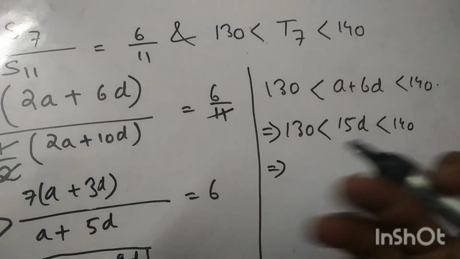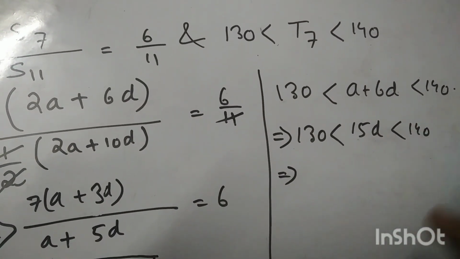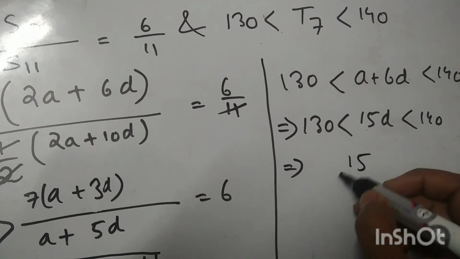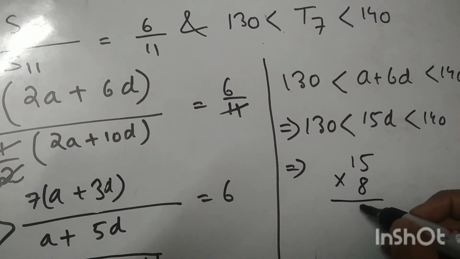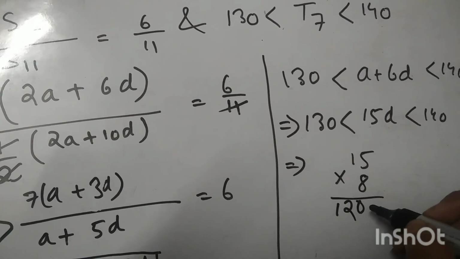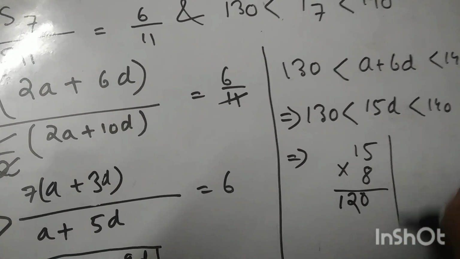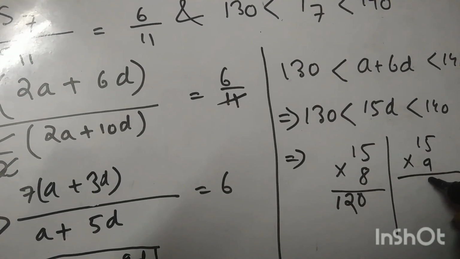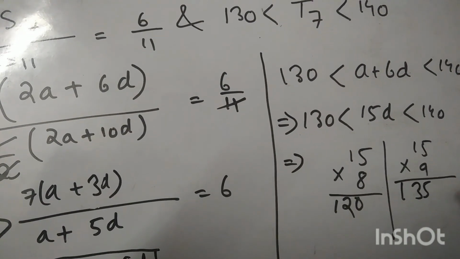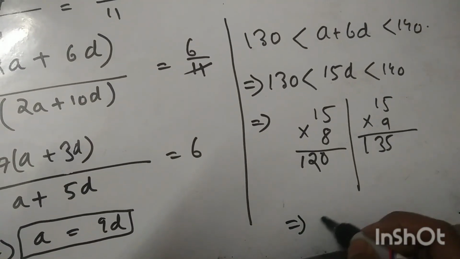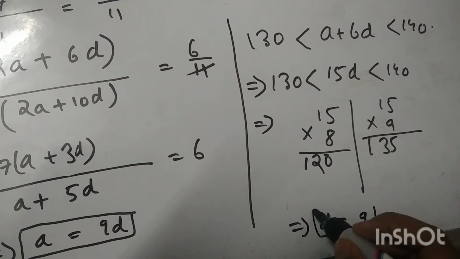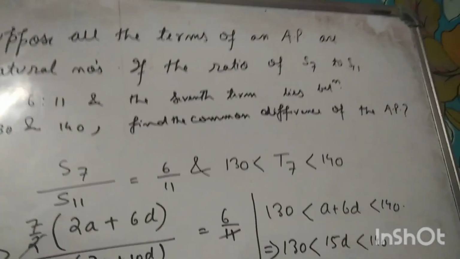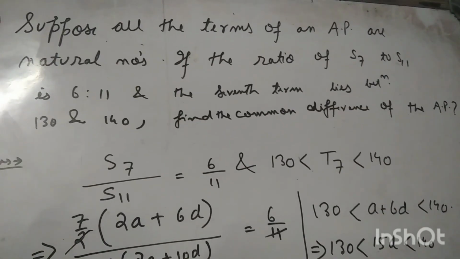So what will you multiply with 15 to get a number between 130 and 140? Let's try 8. This is 120, so it doesn't work. Let's try 9. 15 times 9 is 135, perfect. So this means that D is nothing but 9. This is the common difference of the AP asked in the question.